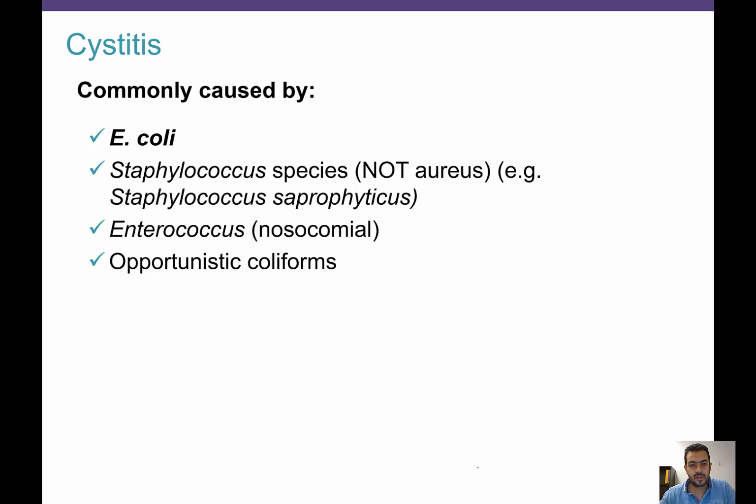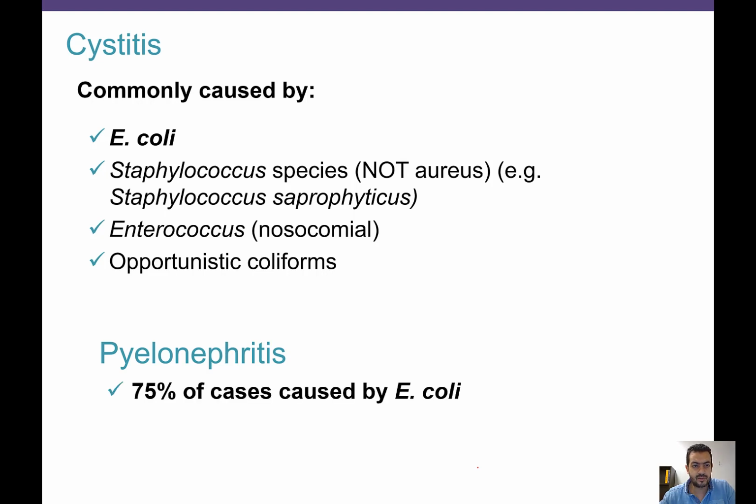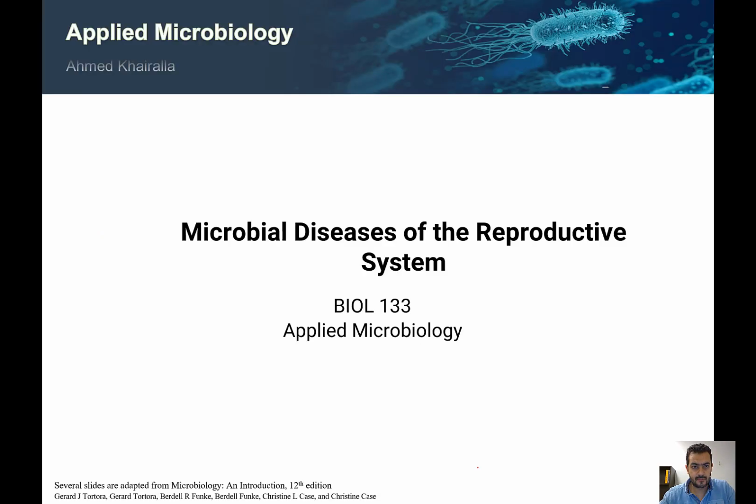Staphylococcus aureus, we have discussed in other infections like skin infection, for example, but here other species, for example Staphylococcus saprophyticus, and we have Enterococcus in case of nosocomial infections and other opportunistic coliforms. In case of pyelonephritis, which is the inflammation of the kidneys, again we have E. coli. This is responsible for 75% of the cases. So as you can see, E. coli is one of the top causative agents of urinary tract infections.